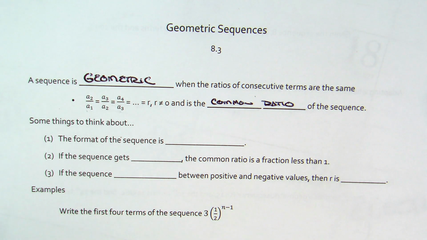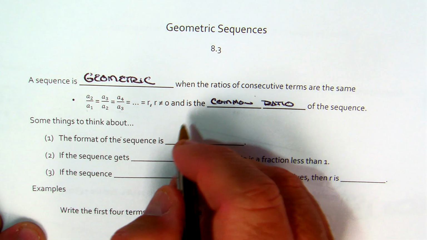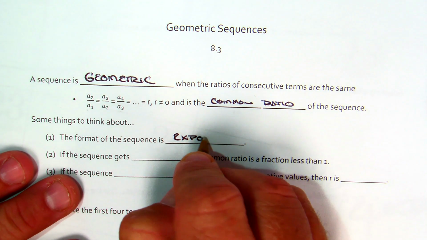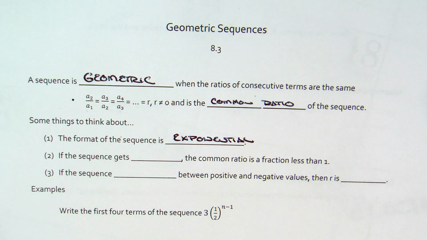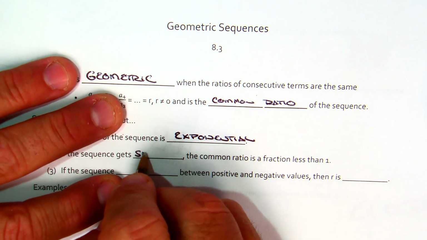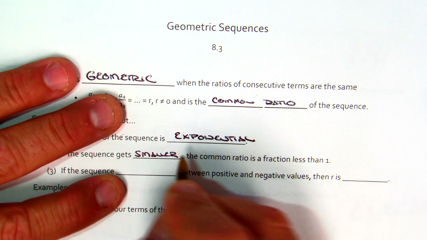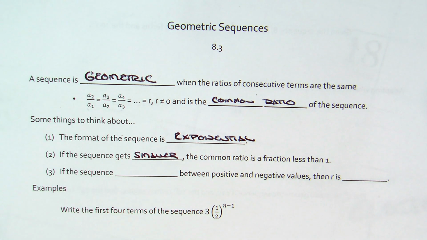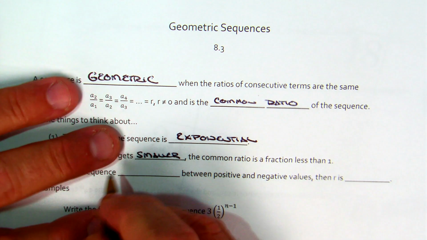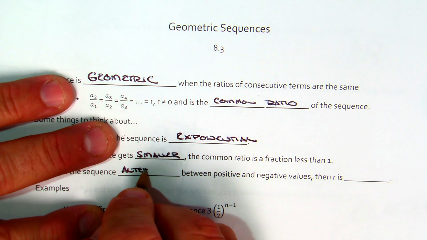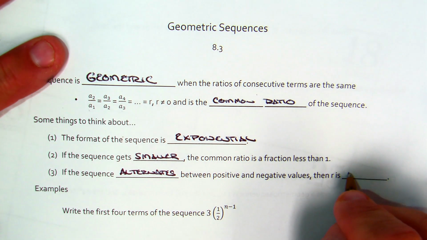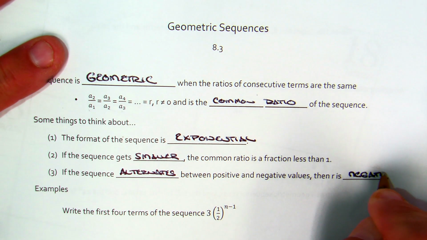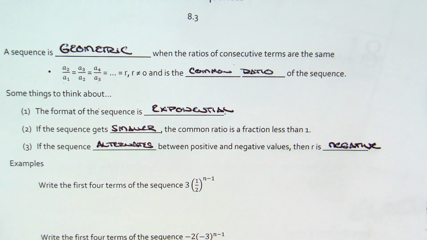All right. Now, some things to think about in terms of recognition. The format of the sequence is exponential. If the sequence gets smaller, the common ratio is a fraction less than 1. If the sequence alternates between positive and negative values, then R is negative. Now, there are some exceptions to this, like we talked about this week, when instead of n, it's 2n and those types of things. All right?